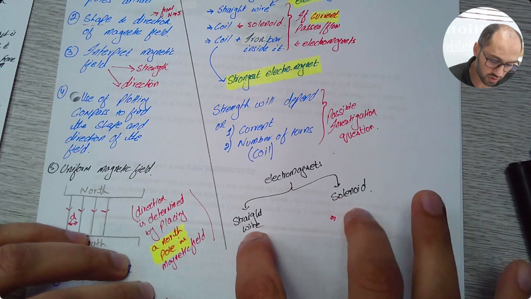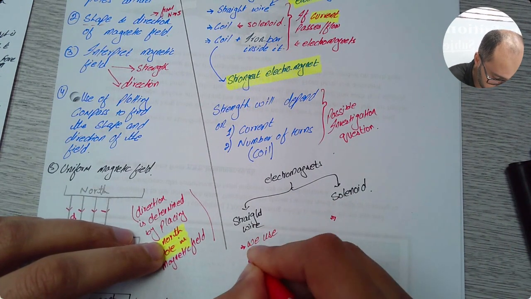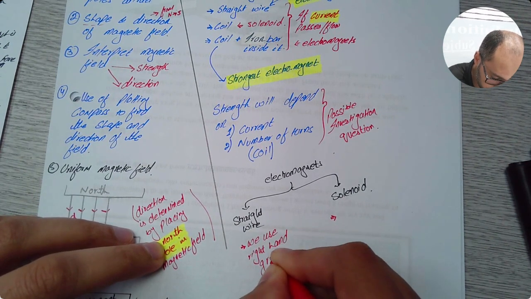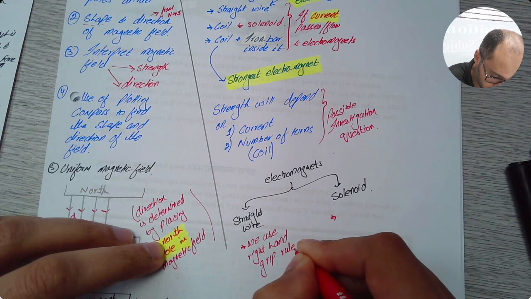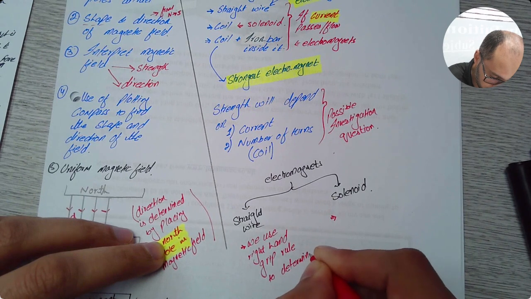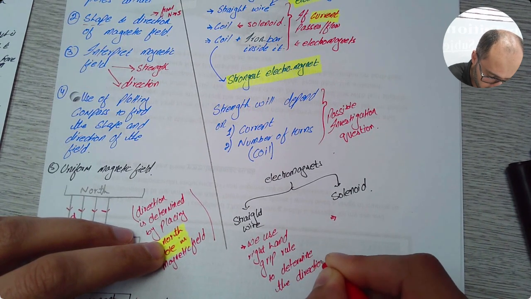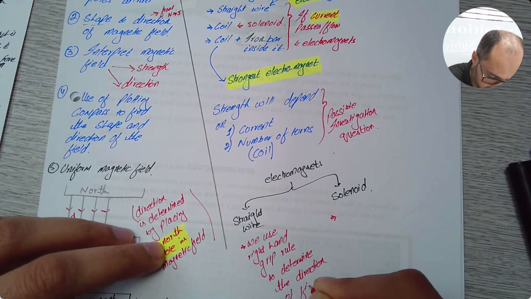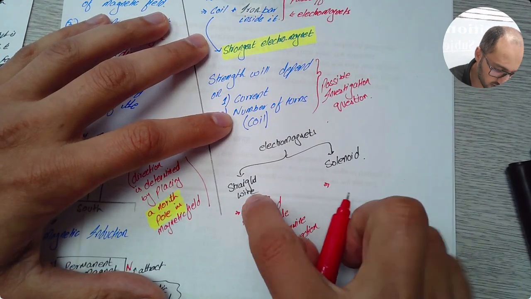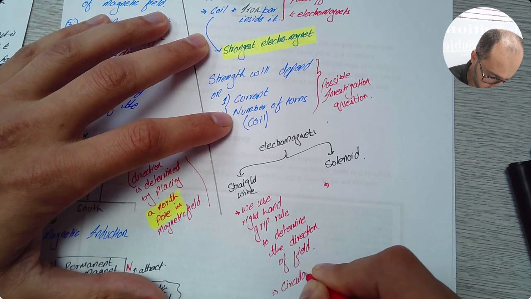So when it comes to the straight wire, we use the right hand grip rule to determine the direction of the field. And you have to remember one more thing. In this case, the field will be circular. The circular field around the wire.